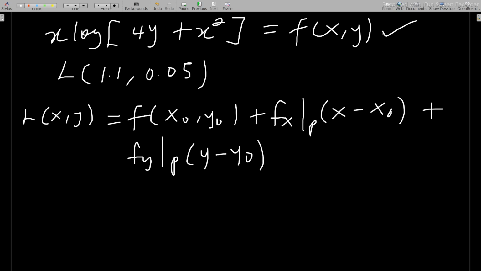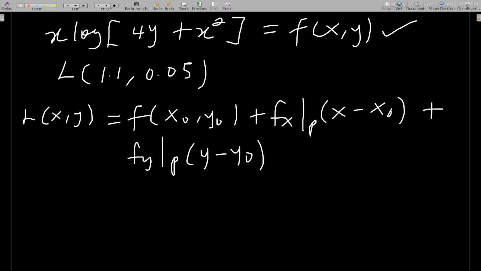Now, the question is, what are our x naught and y naught? So you look through the function given. The function is a logarithmic function. What are the values? We should choose values that are really close to 1.1 and 0.05, but in such a way that when you put them in and simplify f of x naught, y naught, you get a single value or a very simple answer.